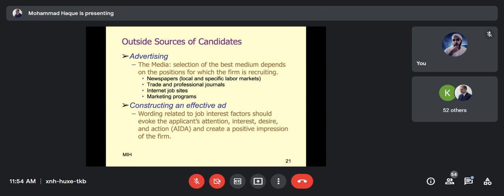Trade and professional journals, the trade journals that are being issued. For example, if you are in the stock exchange jobs, they will advertise in the Journal of Stock Exchanges or any other journal that is related to a particular kind of market. Then we also have got internet job sites where this advertisement is being done, and there will be marketing programs in which we are going to post it.